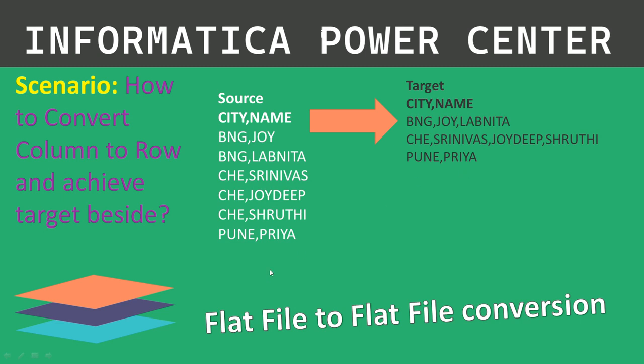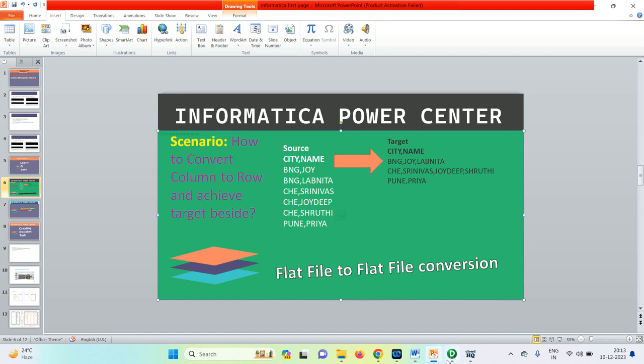So here we do flat file to flat file conversion. We have to load the data from the flat file and the target is also a flat file. First we have to create a source flat file and a target flat file. Then we import them, do the transformations and get the output. We will see this in the designer. Okay, we move to the designer now.